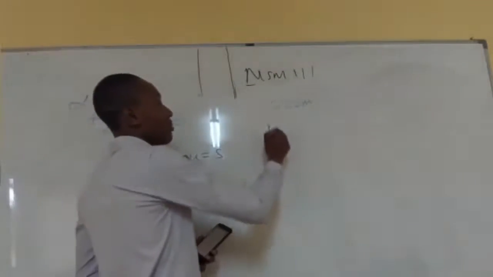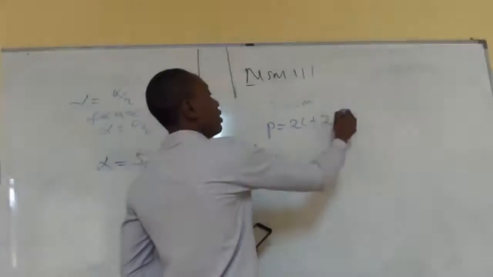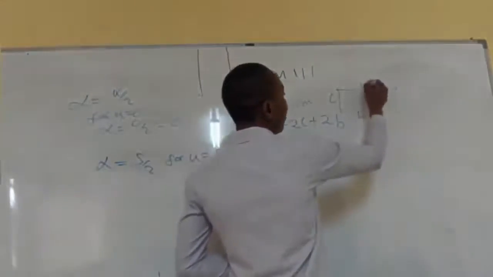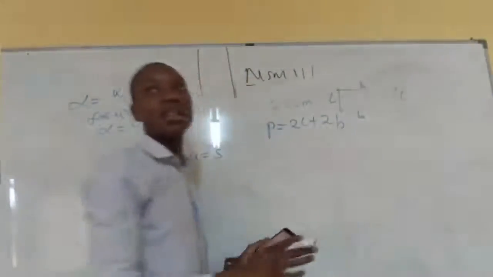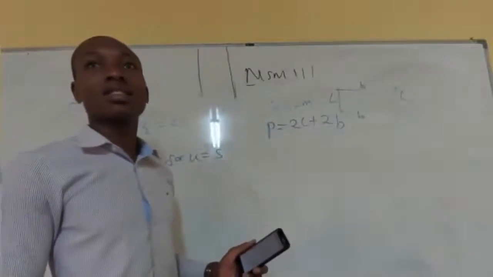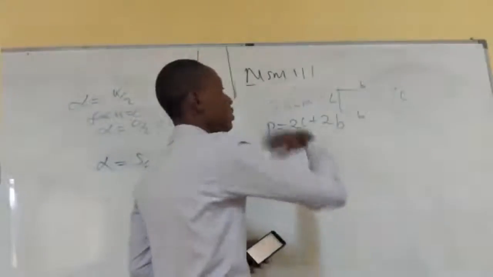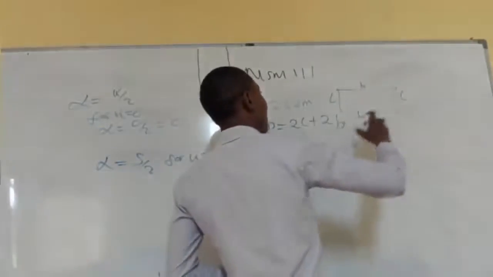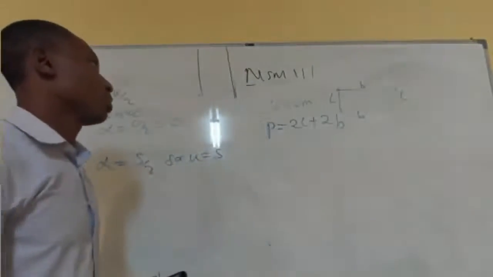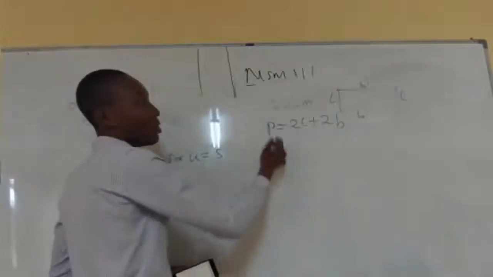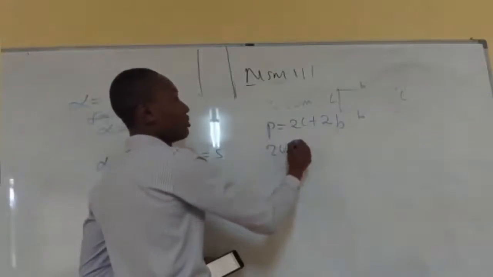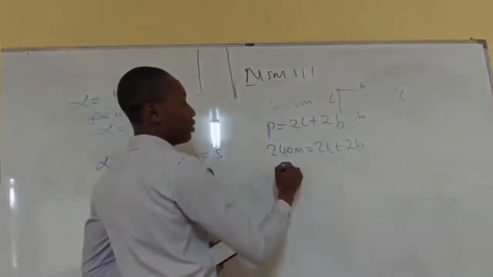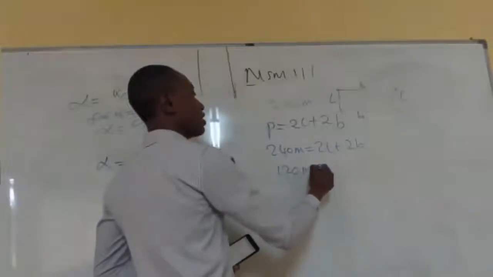Okay, so what's the perimeter for a rectangle? It's 2L plus 2B. For you people who are visually oriented, we have length L and breadth B. The perimeter is the sum of all the sides around a given object. So in this case we have 2 L's and 2 B's. Then you've been told that we have 240 meters to enclose, so 2L plus 2B. If you divide throughout by 2, you have 120 meters is equal to L plus B.